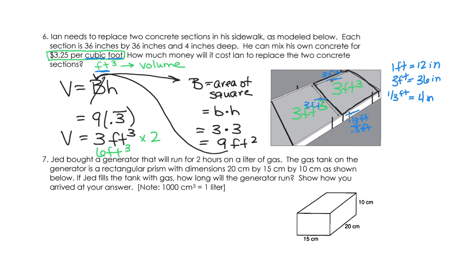And now we're going to go ahead and remember that there's a cost per cubic foot. So we're going to multiply by 3.25. And we end up with a cost of $19.50 to make these 2 concrete slabs. All right. And that is how much it's going to cost Ian. All right. We'll take a look at the next question.